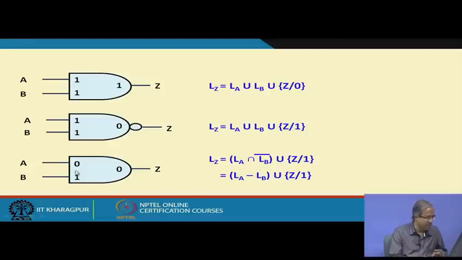Okay, so, depending on the inputs, your rules will vary. You can see same AND gate, but rules are different, right. It will depend on the inputs. If it is A 1 and B 0, that will be L B minus L A, right. Okay.